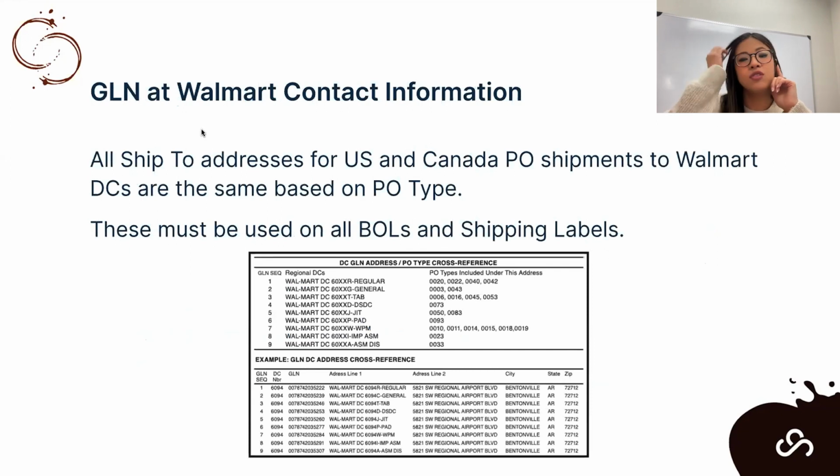Okay, so just so you know, for GLN at Walmart contact information, all ship to addresses for the US and Canada PO shipments to Walmart DCs are the same, and they're going to be based on PO type. So these must be used on all BOLs and shipping labels. And just so you know too, we also have a full list of Walmart's DCs and stores, as well as their associated GLN numbers. So if that is a resource that would be helpful to you as you are shipping these out and need those numbers, definitely let us know. We would be happy to share that with you for free.